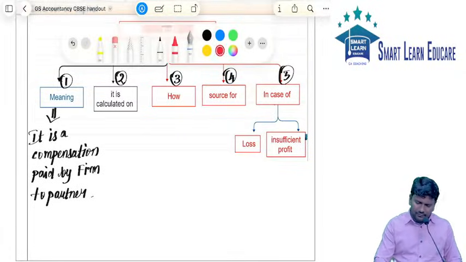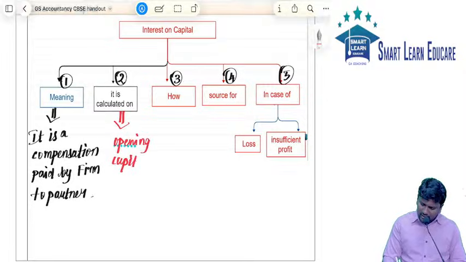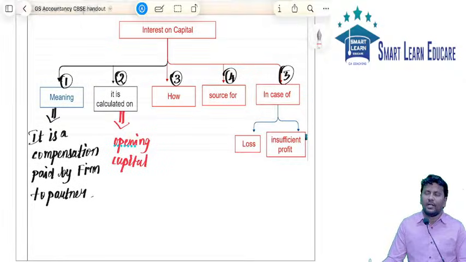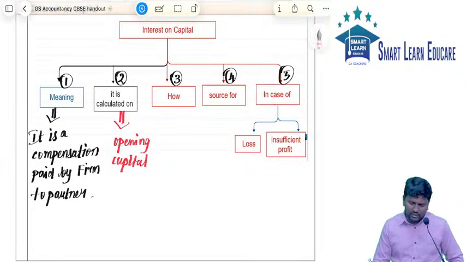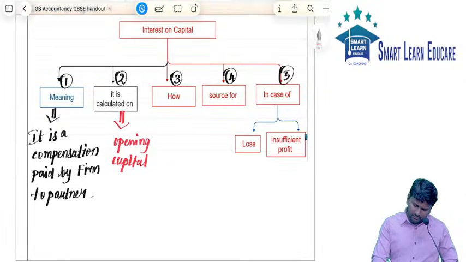Second point, how it is calculated. It is calculated on opening capital. Normally it is calculated on opening capital. If at all additional capital is contributed, then calculate on that also. Generally it is calculated on opening capital. Third point, how it is calculated. It is calculated proportionately.